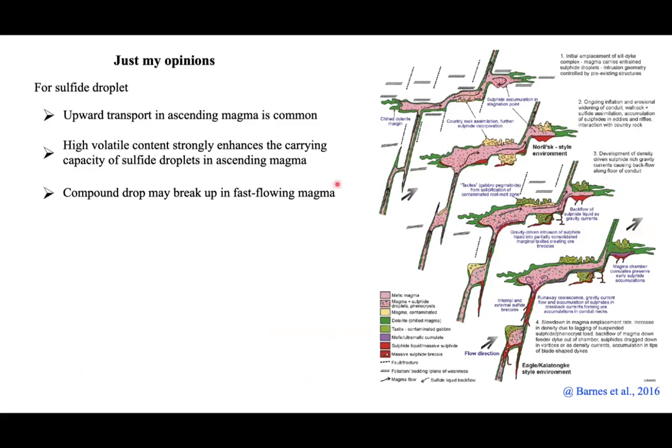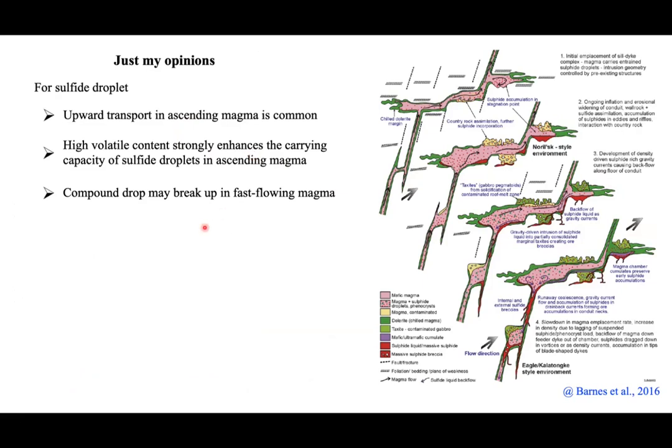And finally, I will give a conclusion. It's just my opinion. For the sulfide droplet, I think upward transport in ascending magma is a common story. It's very easy to occur. And secondly, if the system contains high water and high CO2, it will strongly enhance the carrying capability of the sulfide droplet in the ascending magma. It may carry 10%, 20% of the sulfide upward.